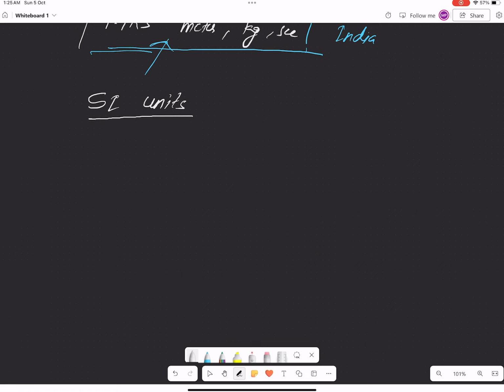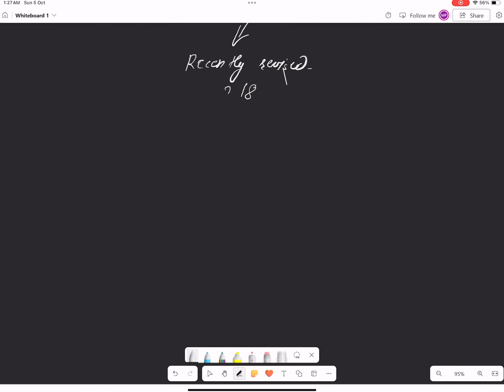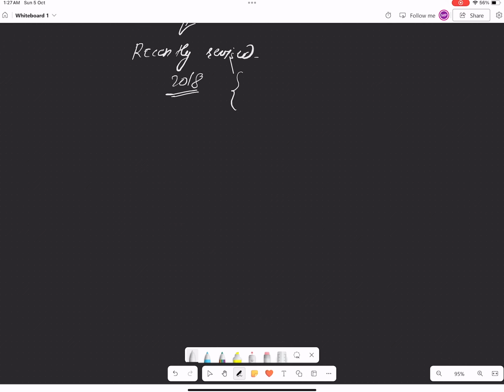The system of units which is at present internationally accepted for measurement is called SI unit, or in French, Système International d'Unités, abbreviated as SI. This SI unit concept was brought forward in 1971 and it was recently revised in 2018. And what is the committee? General Conference on Weights and Measures. So it is revised by the General Conference on Weights and Measures.